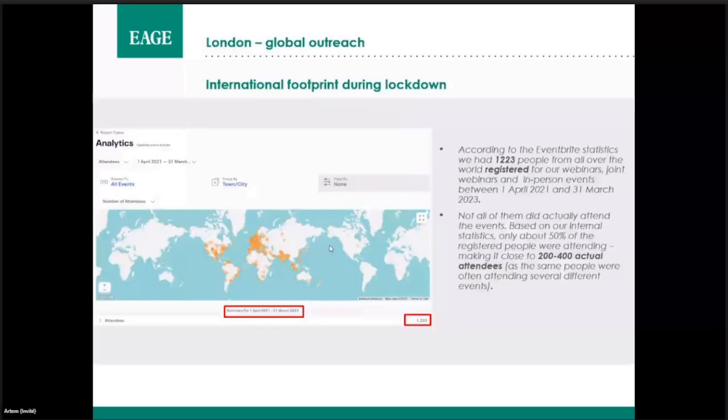Eventbrite statistics. Every event which we are planning, we announce it on Eventbrite a month or couple of months in advance. And Eventbrite nicely picks up the location of the people who register for these events. So for this period of time, for these 2 years between the 1st of April 21 and the last of March 23, we had 1,223 people registered. It's not necessarily all of them attended these events. We can say that maybe half of them or even less attended, but the global footprint is quite impressive.